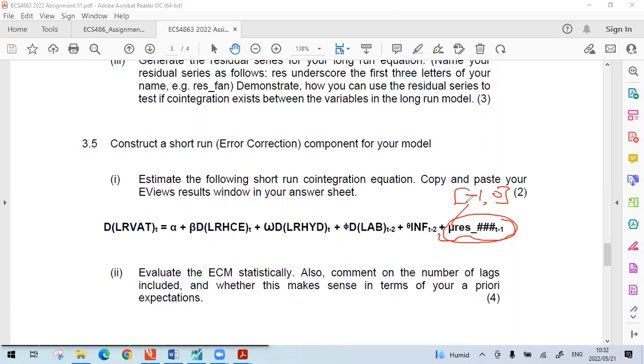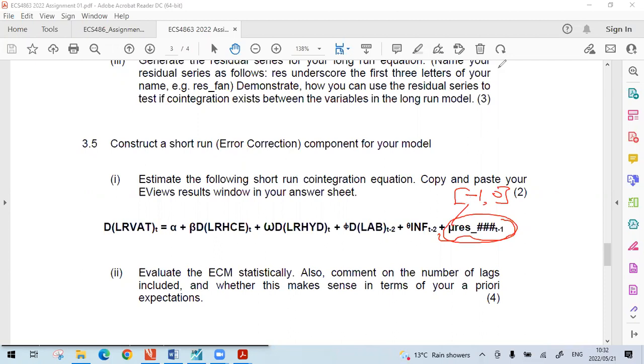So this is actually the error correction term that we've added here. We are going to look at our error correction term, the coefficient of our residuals. Is it significant? Is it close to 1 or close to 0? Is there a slow adjustment or a fast adjustment? That's what we are going to be doing, right? But before you look at that, you should be able to construct the error correction model. So that's what we want to do.